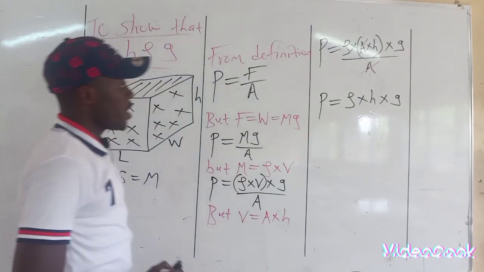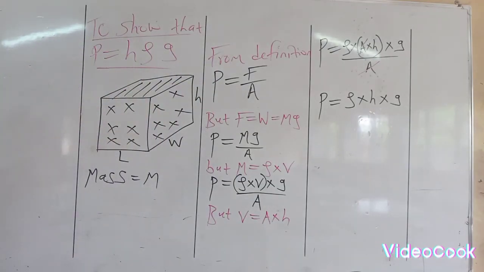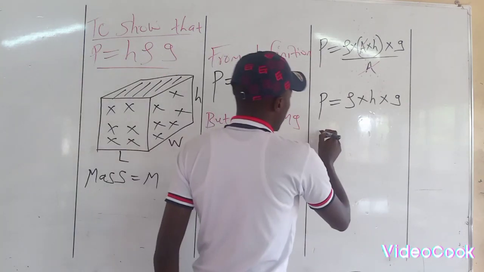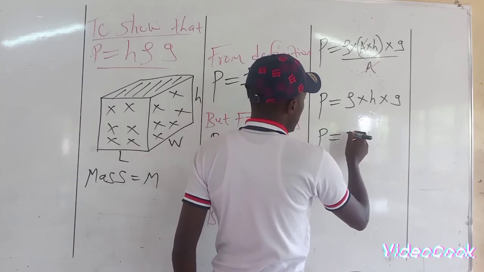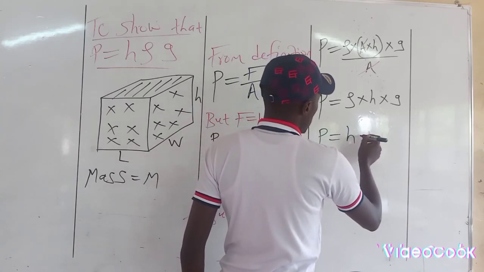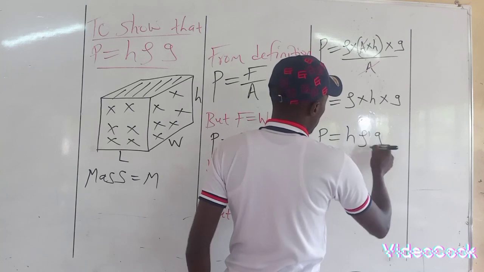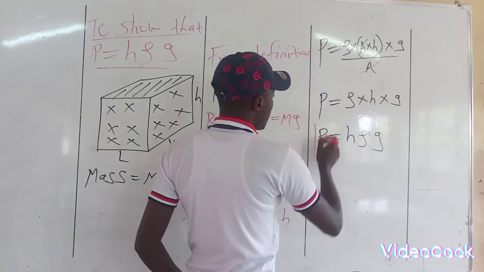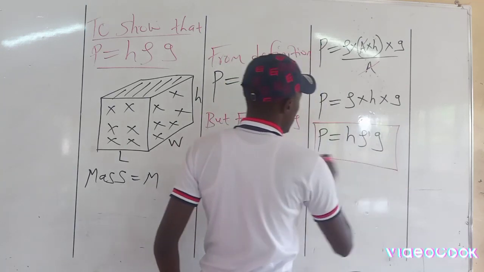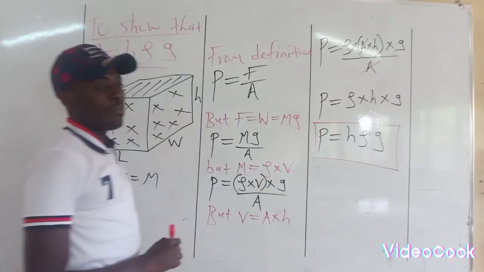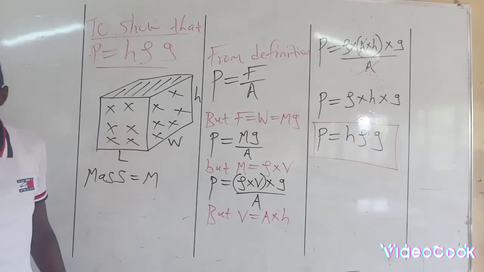When you multiply, there is no order, because 2 times 3 is the same as 3 times 2. So that simply implies that pressure can be given by h rho g, whereby we are saying pressure is given by height times density times g.